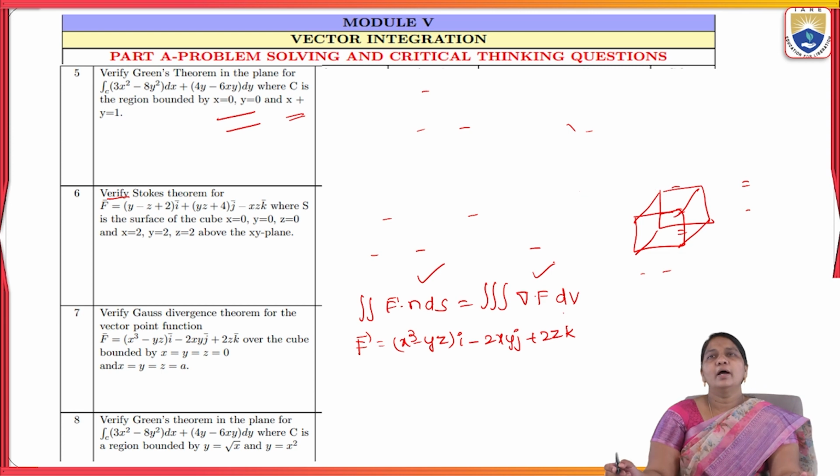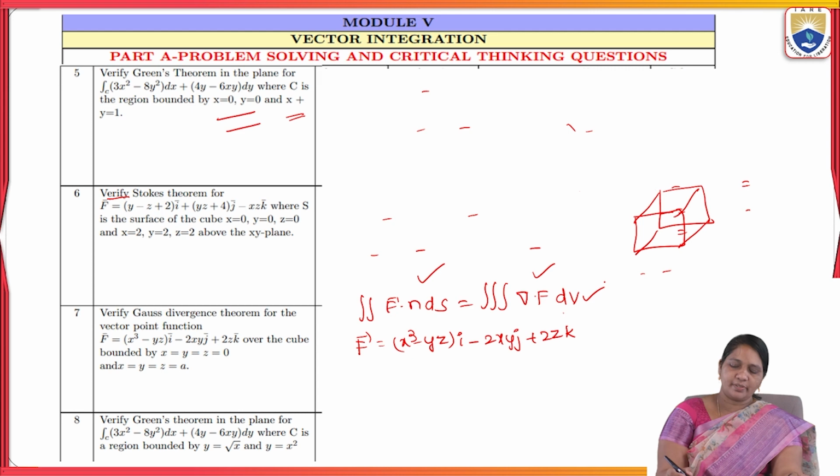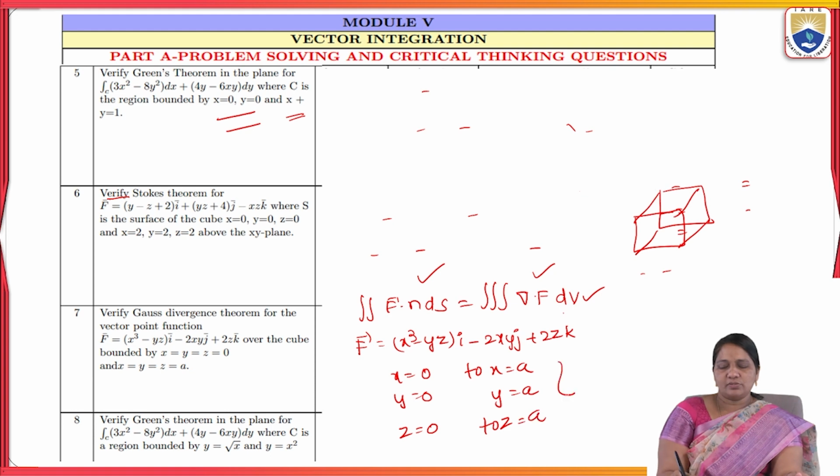Otherwise, we can take the dV value, that is, the del dot F value, and we can use the x, y, z limits because they have already given x equal to y equal to z equal to 0. That means here we can take the x value from 0 to x equal to a, the y value from 0 to y equal to a, and the z value from 0 to z equal to a. These three limits you can take, and based on these limits you can calculate the del dot F dV value, the triple integral, and we can use the surfaces here to calculate the F bar dot n dS.